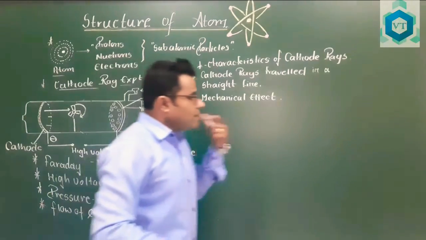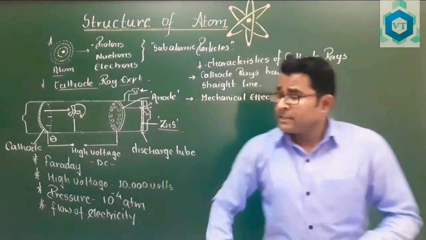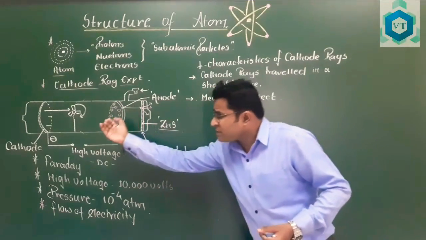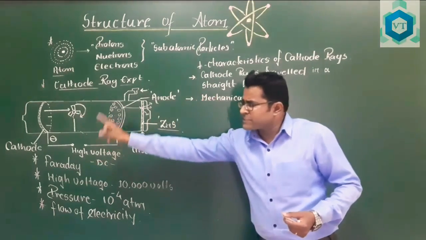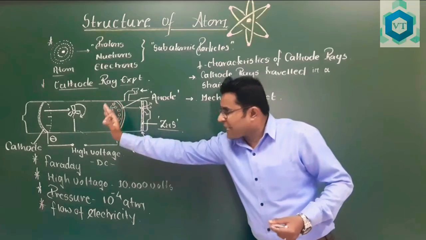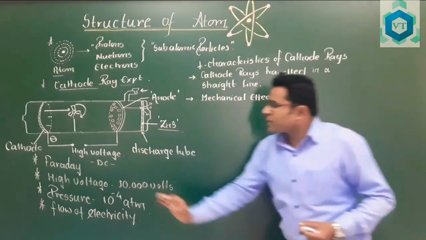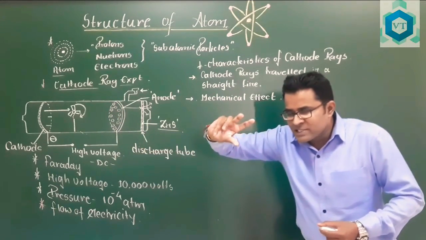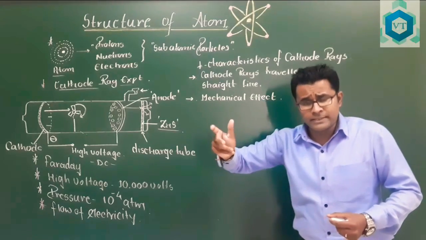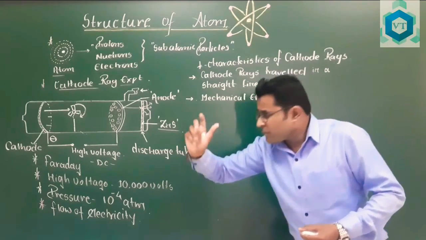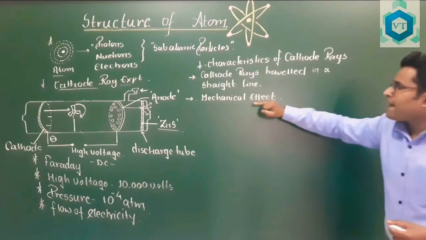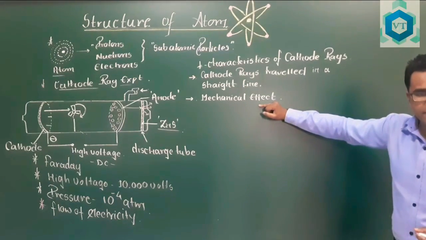The solution which was given by J.J. Thomson is that whenever there is radiation striking a small paddle kept in the direction of these cathode rays, those paddles will start to slowly rotate or move, which means it is exhibiting a mechanical effect.